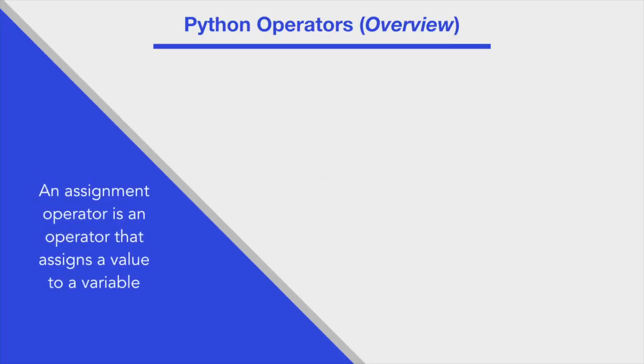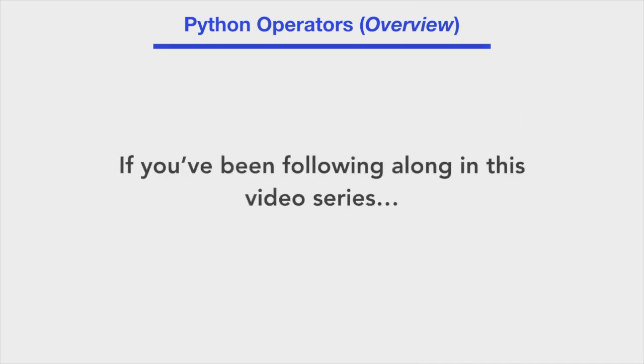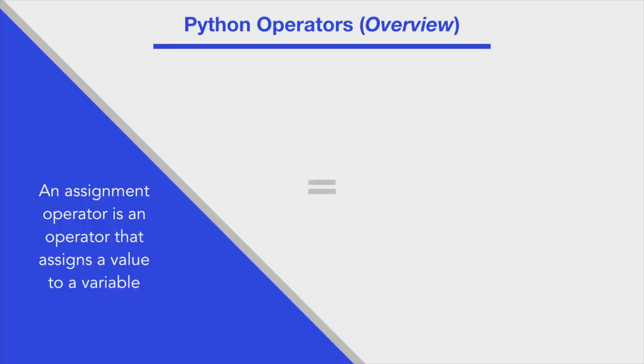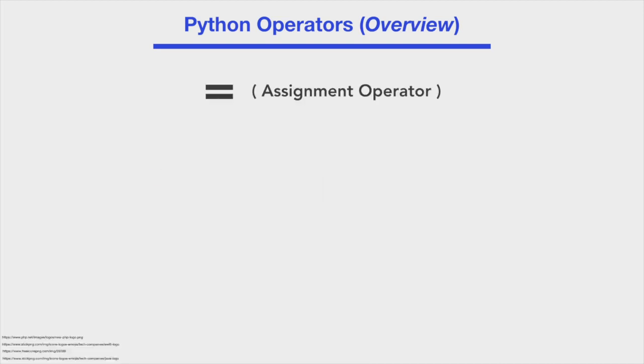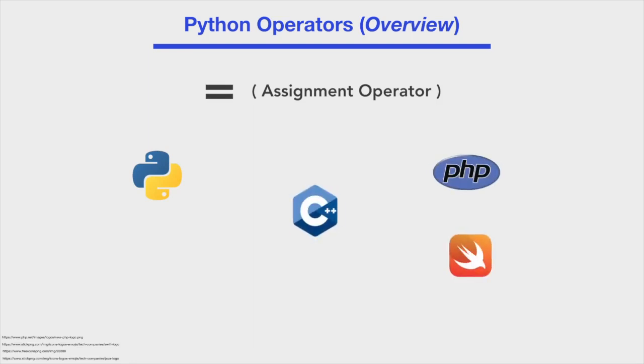An assignment operator is an operator that assigns a value to a variable. If you've been following along in this video series, then you'll know exactly what an assignment operator looks like. This is an assignment operator, and probably the most commonly used operator in Python. In fact, the assignment operator is used in practically every programming language.